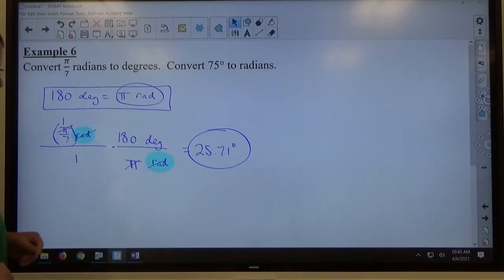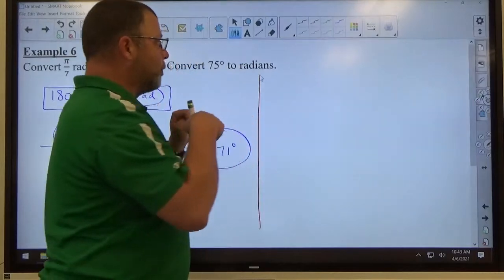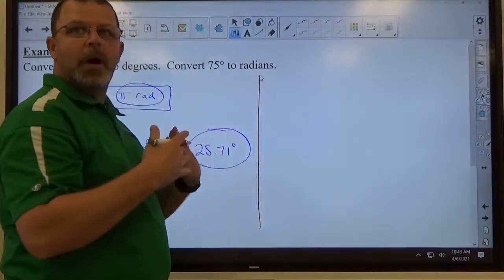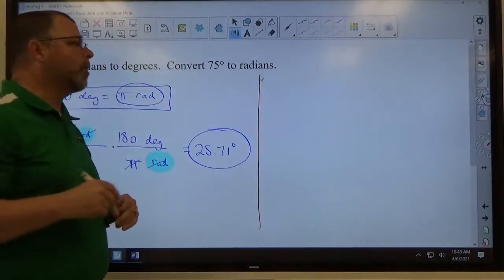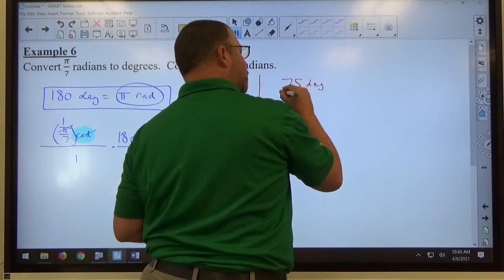All right? So if I'm converting from 75 degrees to radians, same idea, but now we're going the other direction. So again, it's a conversion problem, so I'm going to write 75 degrees. I'm going to write 75 DEG. Put that over 1.